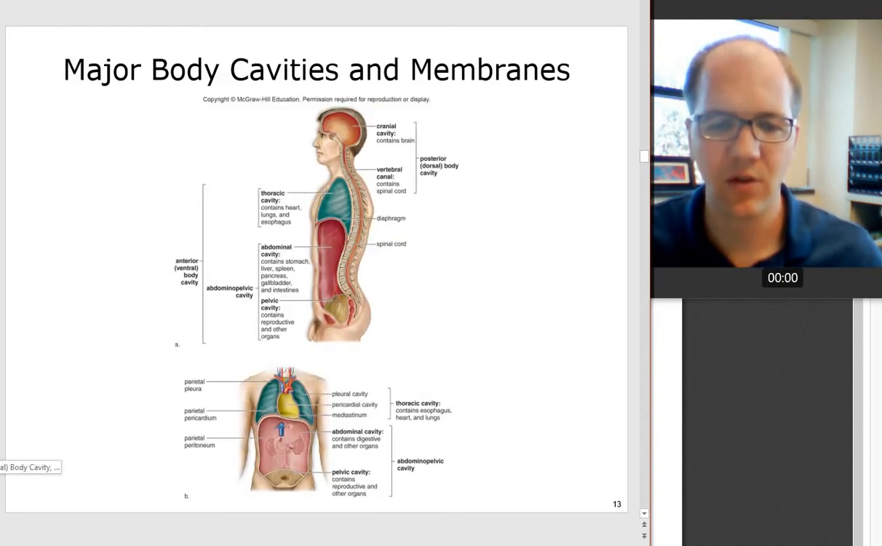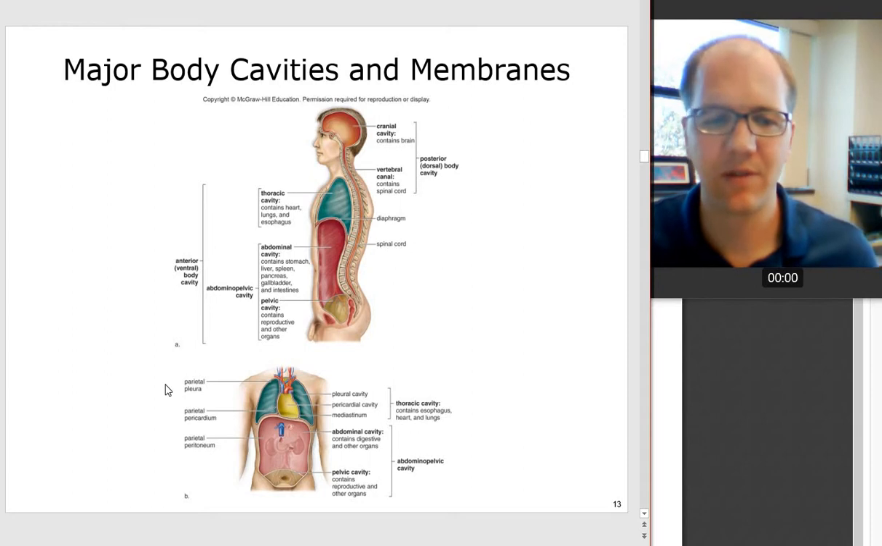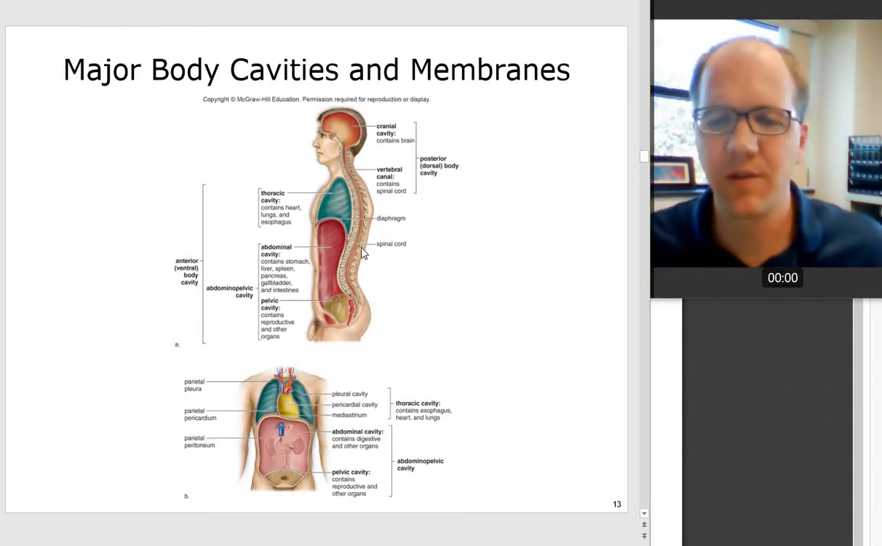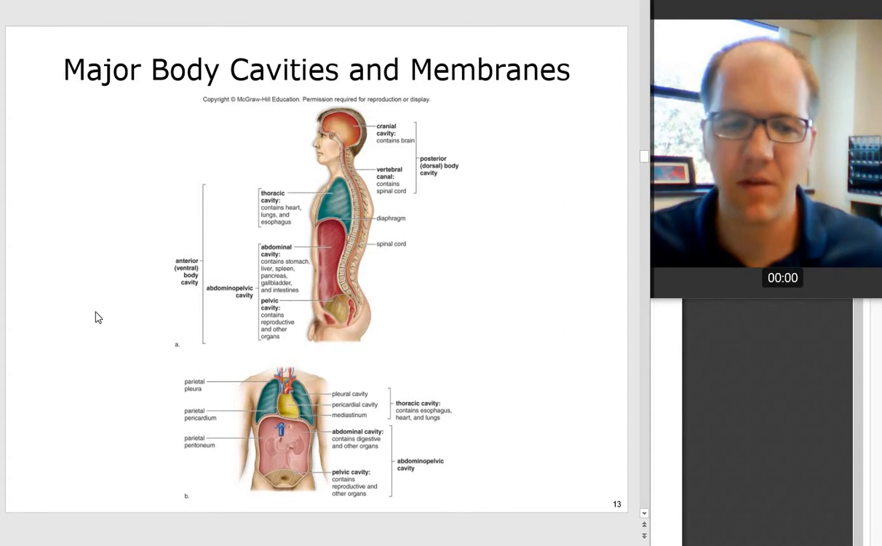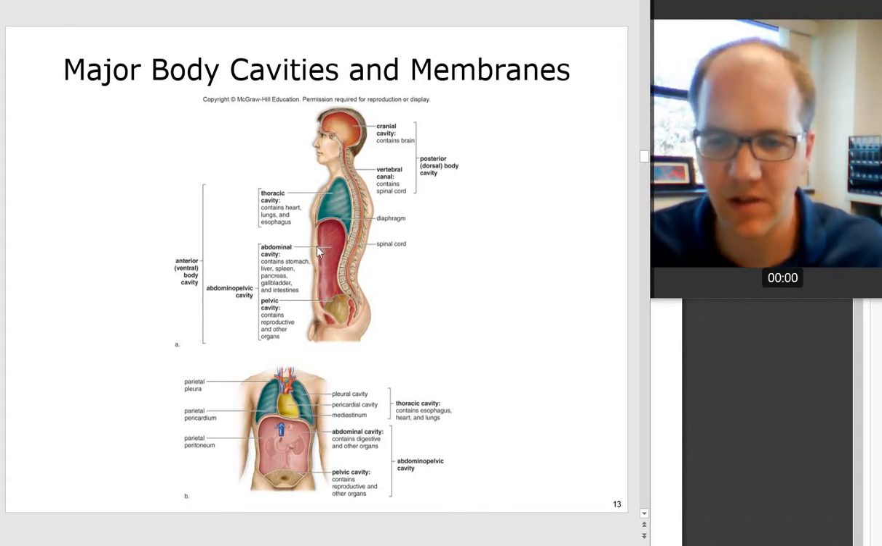Okay, so those are the different types of serous membranes. So here's a picture showing the different cavities, and then also it talks about the pleural membranes. It also mentions the mediastinum that I kind of passed over. So we'll look at that as well.